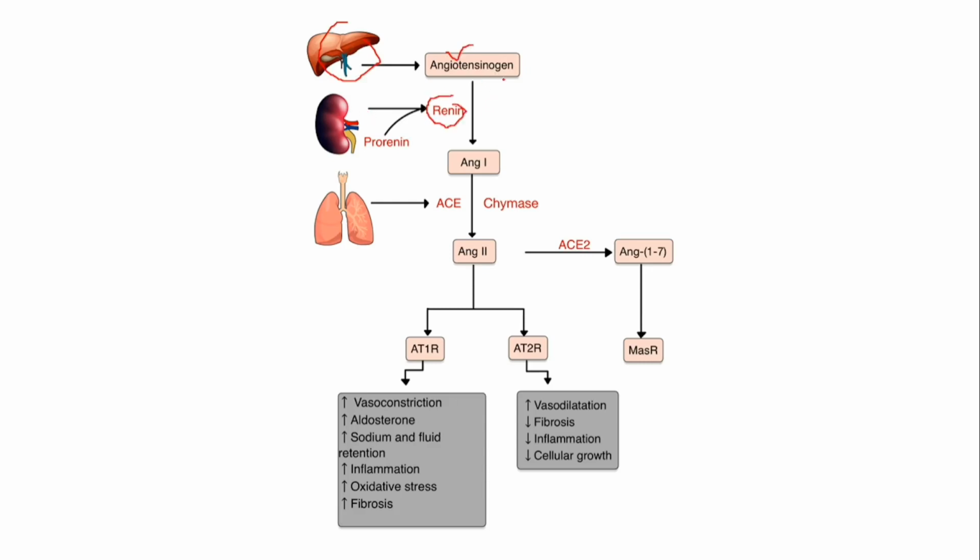Renin converts angiotensinogen into angiotensin 1, and the angiotensin converting enzyme from the lung converts angiotensin 1 into angiotensin 2, and it is angiotensin 2 that causes effects like increased vasoconstriction. So if we inhibit the angiotensin converting enzyme, these effects will not occur. There will be vasodilation, and the aldosterone will not be increased.